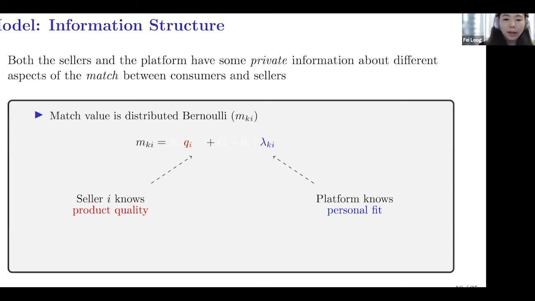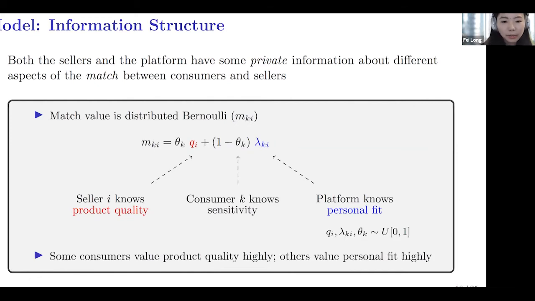Another thing is, there are different kinds of information that matter for the consumer, but which information is more important for a particular consumer? We really don't know. Both matter, but which matters more, we don't know. So we're going to use this formulation. The overall match is a weighted average between the seller's information and the platform's information. And this weight, we call it consumer sensitivity. That information only the consumer themselves knows.